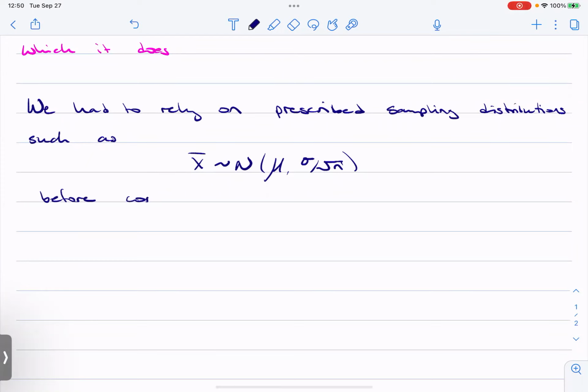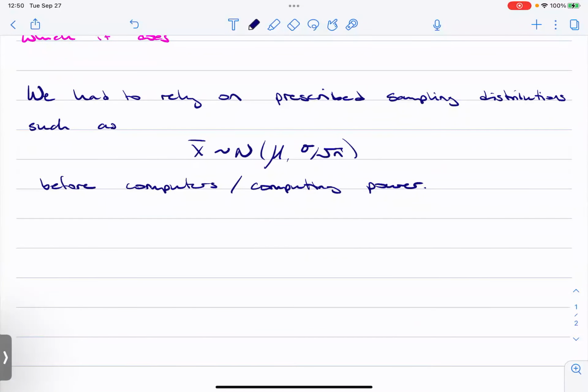Before computers, slash computing power. There was that brief moment in time where, sure, we had computers, but no real computing power. But right, so now we have all this computer power. Our phones are incredible, right? And we can run all these simulations, and it doesn't bother us.